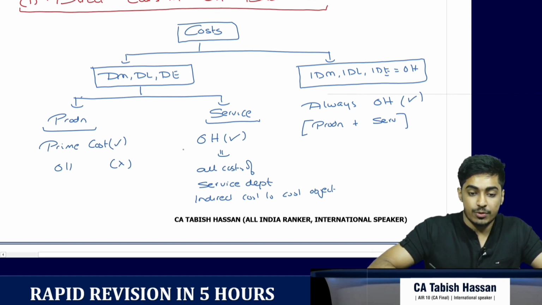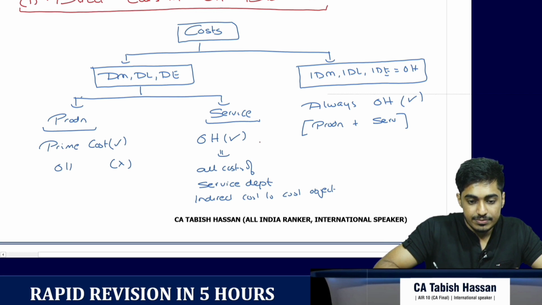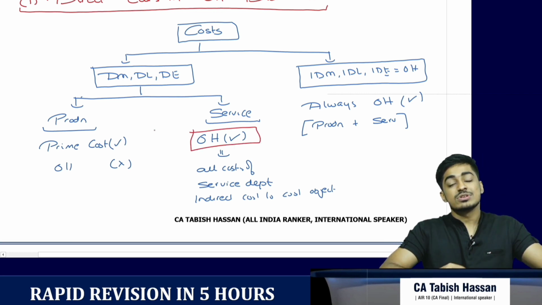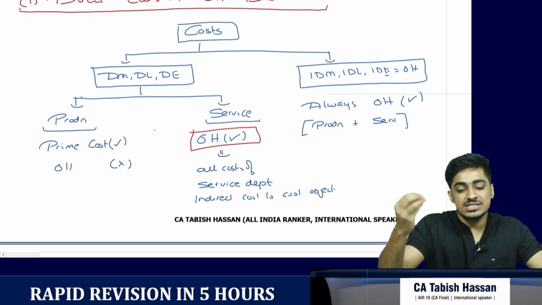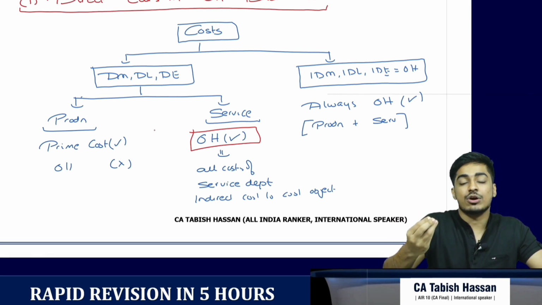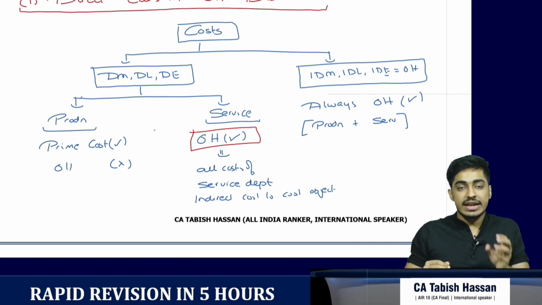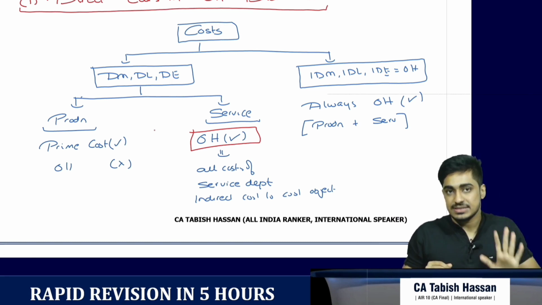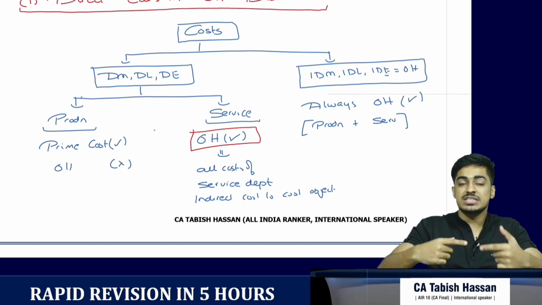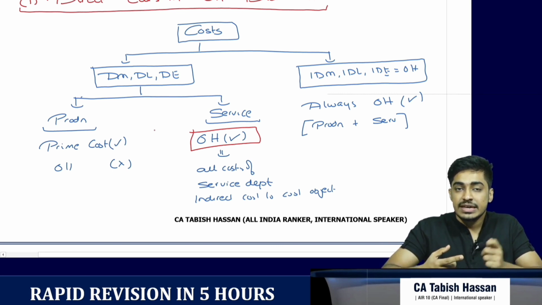This is a very important point to be remembered. Why? Because ultimately all cost of service department is indirect cost when we are manufacturing a product. Say for example, canteen cost. Canteen cost is 25 per person. If you see on per person basis, it is variable cost. It is directly related to the number of employees.